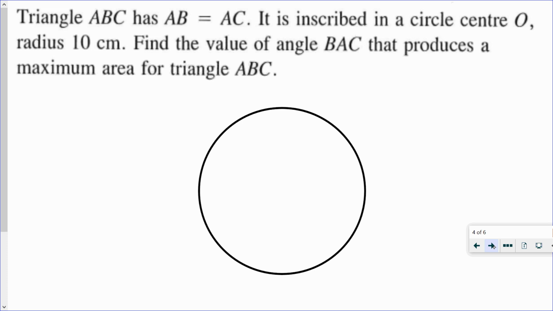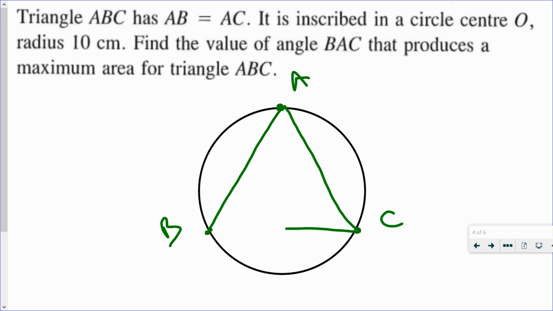So in this one here, we have triangle ABC. So we'll just draw here A, B, and C. Just pick any points on the triangle. I just want to really spread it out. So it's inscribed on the triangle where AB equals AC. So it's an isosceles triangle. Remember, isosceles triangles have two equal sides, but the base angles are also equal.